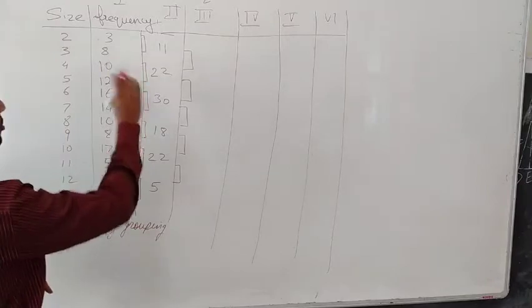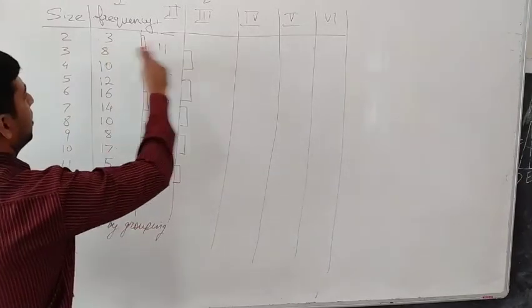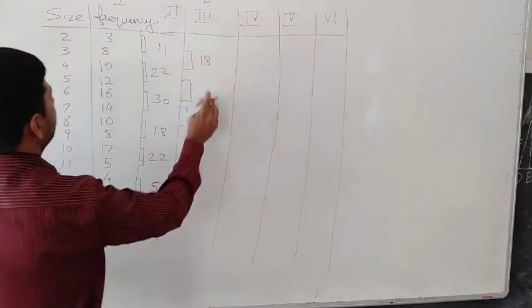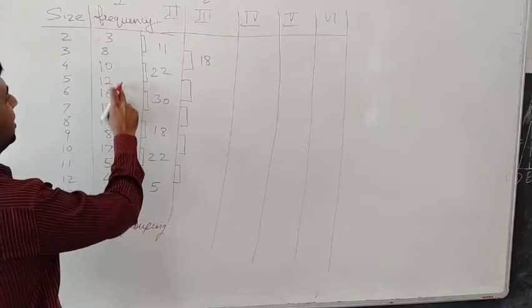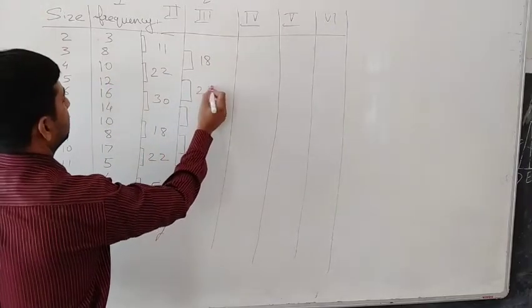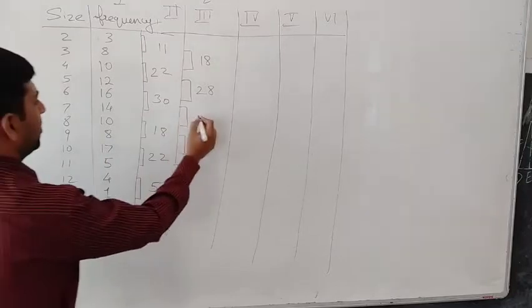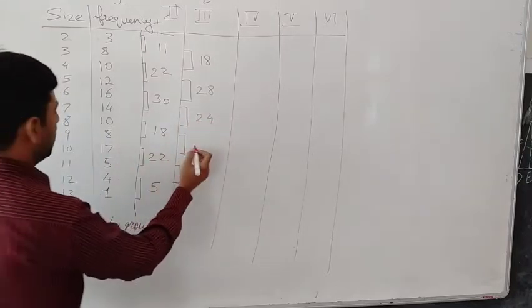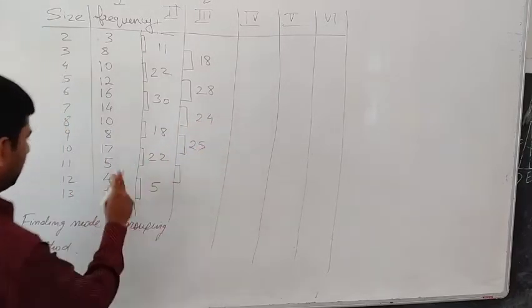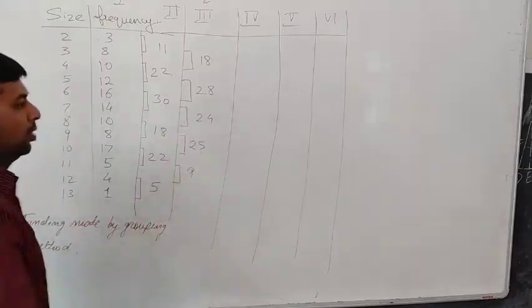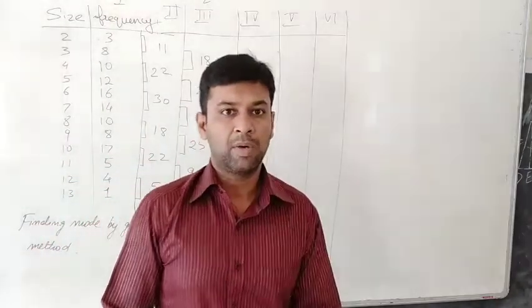Okay, now let's do the total for this. These two numbers are 8 and 10, so it will be 18. After that it is 28. After that again it will be 24. This one here will be 25. This one here will be 9. Okay, so we have made pairs of 2 here.